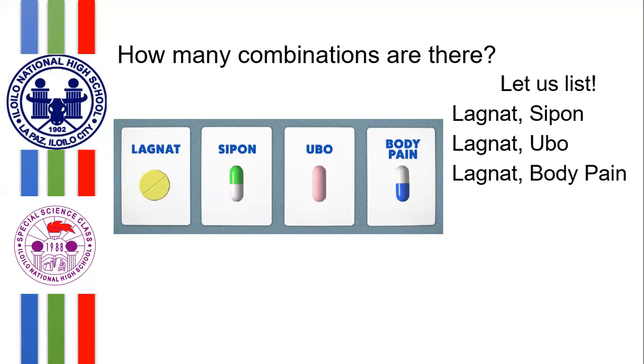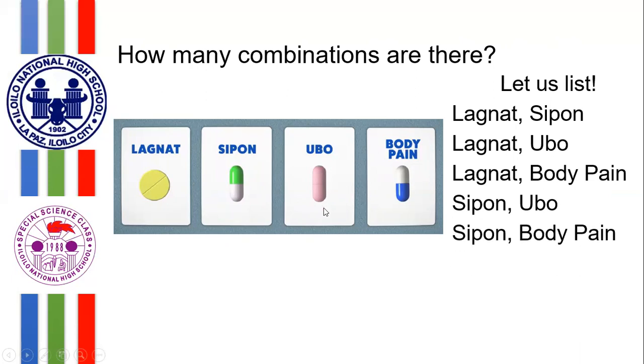Order here does not matter as long as they are present. So this time I will go to sipon now, and all throughout we will be going from left to right. So I have sipon ubo, and we also have sipon body pain. And lastly, next I'll go to ubo. Then we have ubo body pain.